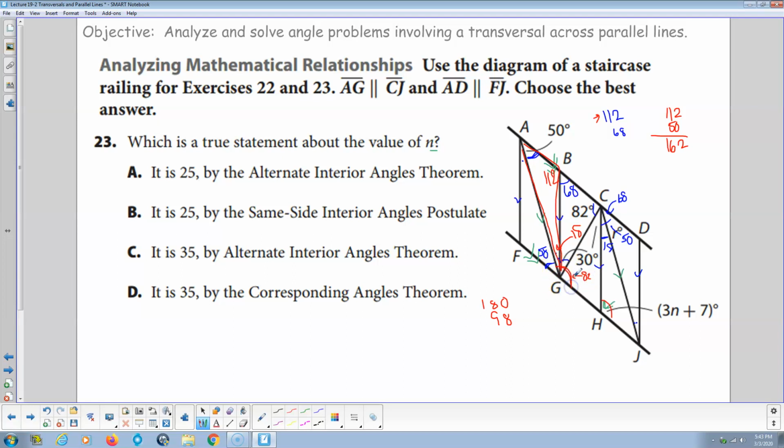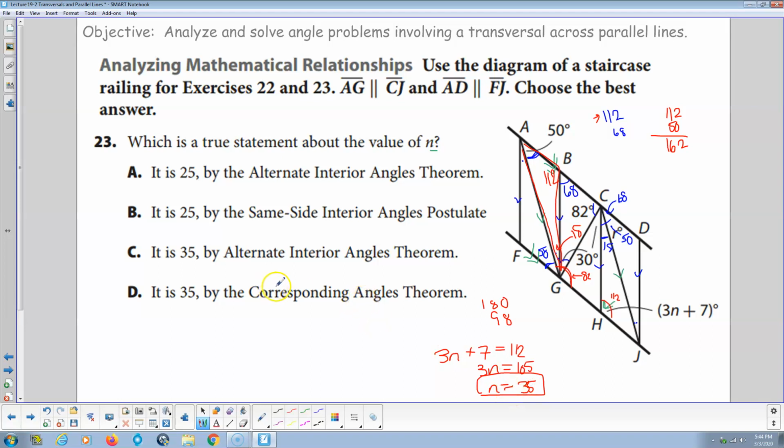And then this big angle here is the 82 plus the 30, that's the segment or angle addition postulate. So that's 82 and 30 is 112. So this guy right here is 112. So 3n plus 7 equals 112. So we're going to minus 7 from both sides, so 3n is going to equal 105. We're going to divide by 3, so 90 divided by 3 is going to make 30, the other 15 is 5, so n is going to equal 35. Boom. That's what we're asked to find, the value for n.